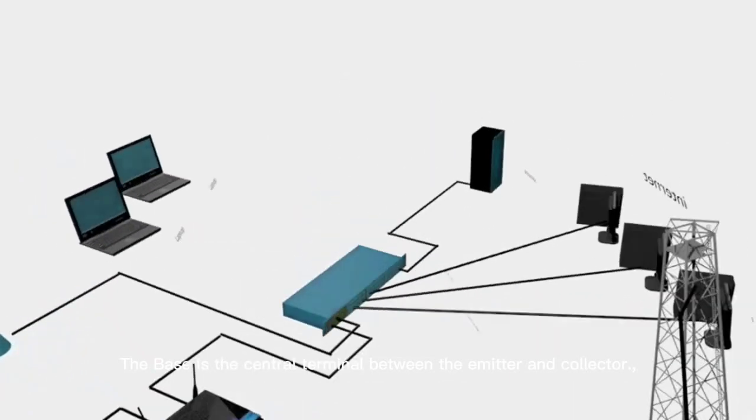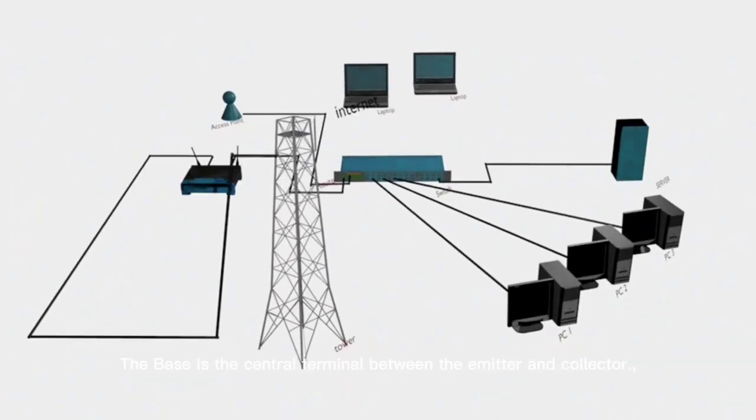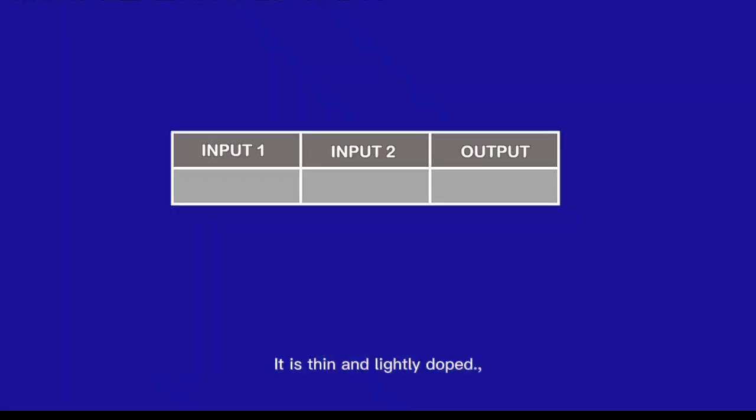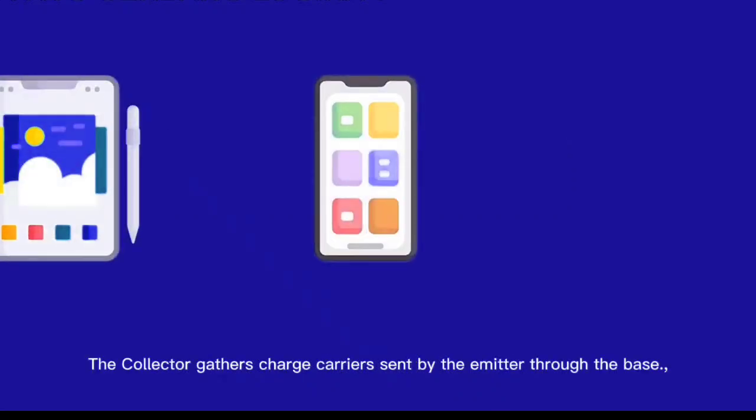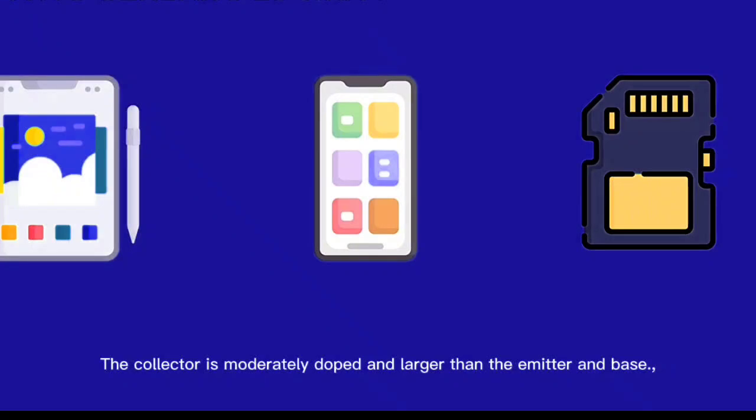The base is the central terminal between the emitter and collector. It is thin and lightly doped. Its primary purpose is to channel charge carriers from the emitter to the collector. The collector gathers charge carriers sent by the emitter through the base. The collector is moderately doped and larger than the emitter and base.